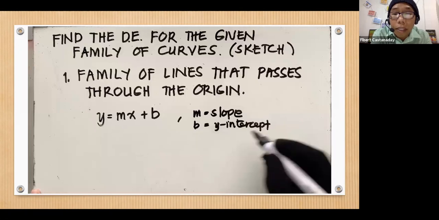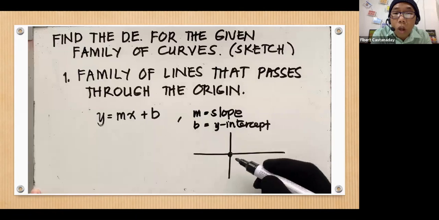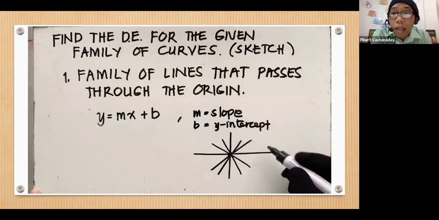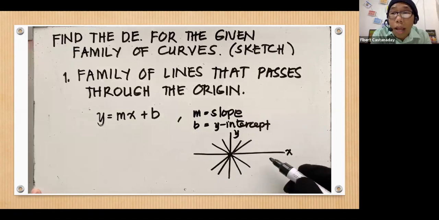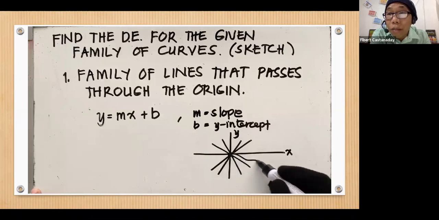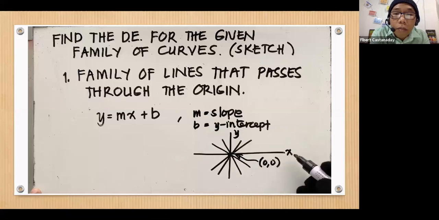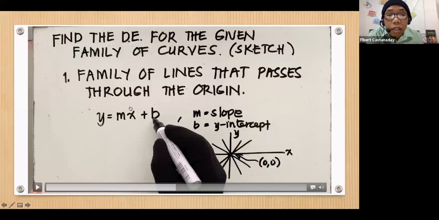When we sketch this, we draw the Cartesian plane, with all lines that pass through the origin. The only parameter here is the slope. Each value of the slope represents one line. Do you follow? The intercept is 0 because the line passes through the origin. If you substitute the value of x as 0 and the value of y as 0, your intercept is 0. That's why we have only one parameter.